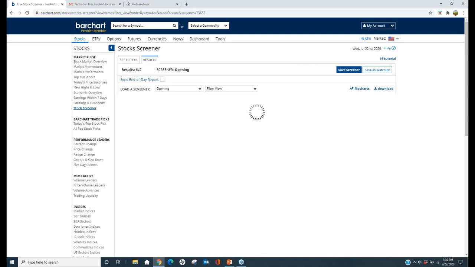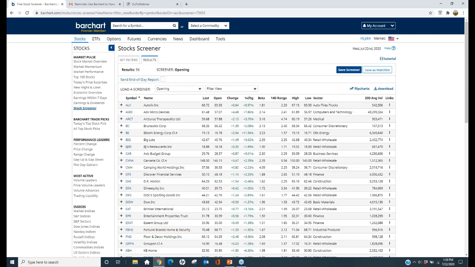And boom, just some minor adjustments on some very basic filters has narrowed this down to 56. Yeah, that's much easier to work with. Exactly. So again, just some minor adjustments allow us to do some more in-depth analysis, right? So let's just look at what we've got here.